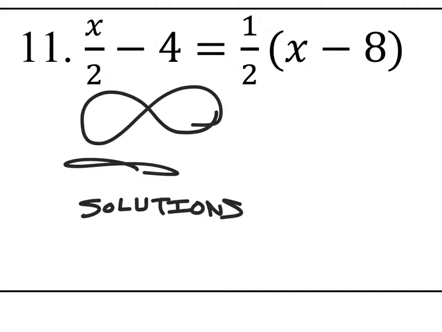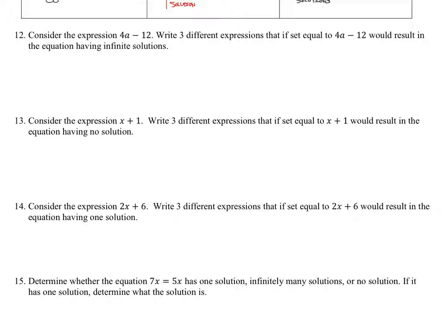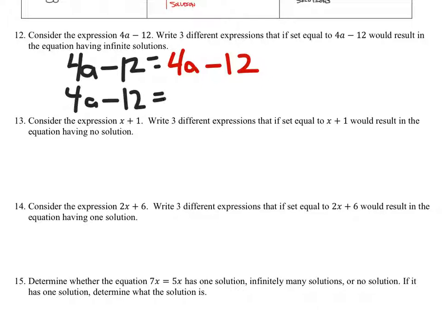All right, consider these expressions. We want to write three different expressions that equal this, and this first one would provide infinite solutions. So 4a minus 12 for infinite solutions would have to be equal to 4a minus 12. Now that's one of them, but it wants two others. So 4a minus 12 equals 4a minus 6 plus 6. 8a minus 4. That's close. 8a minus 2 times 2a minus 6. That works. There should be one more though.